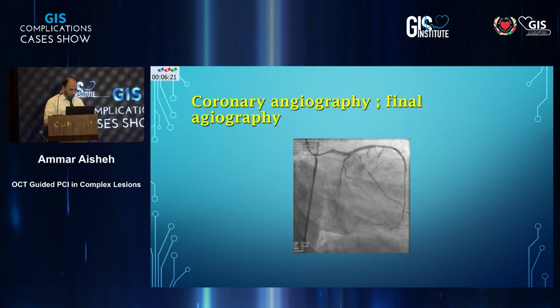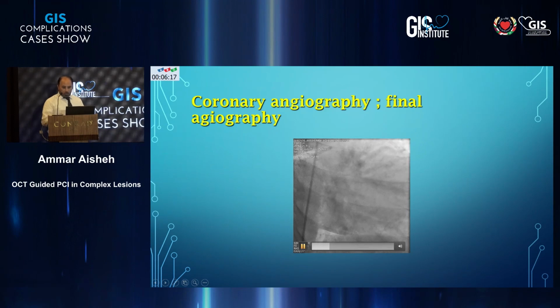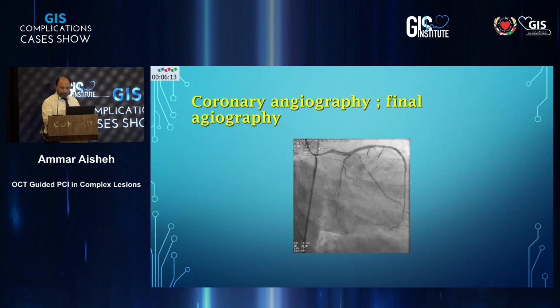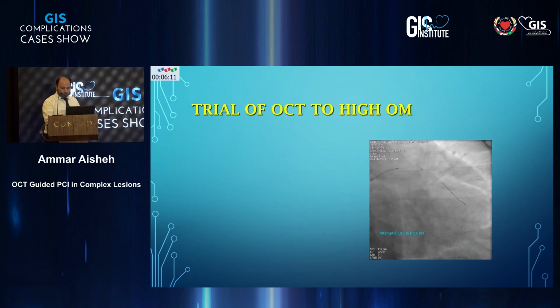Come back to you. Okay. So next week we brought the patient for elective staged PCI to OM. Actually, initially we tried with OCT to high OM, but the OCT catheter could not cross the lesion, as we see here.